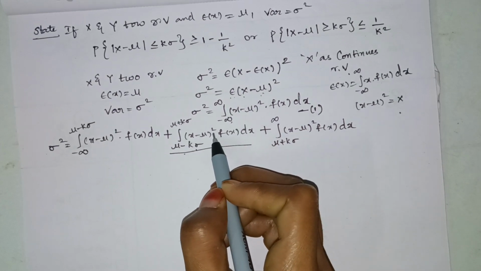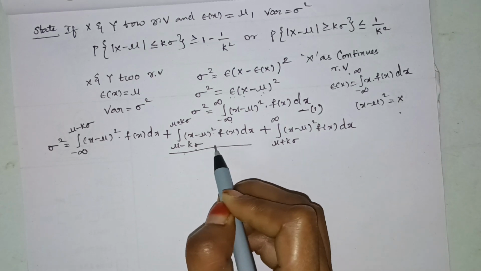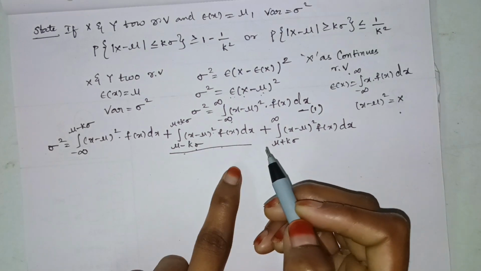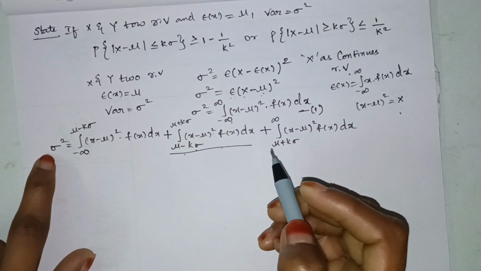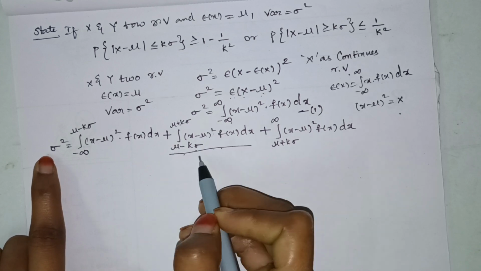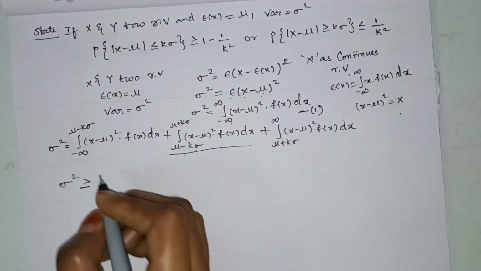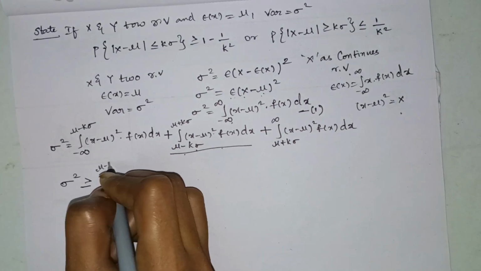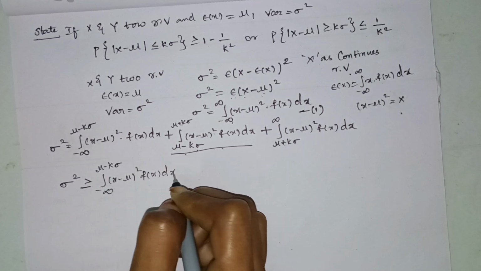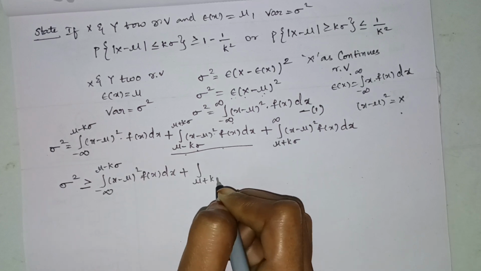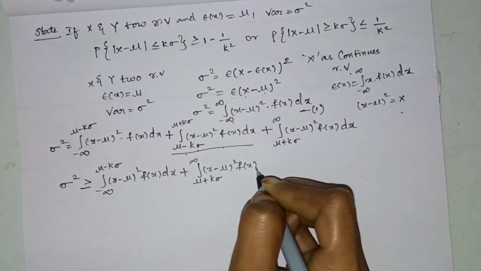And this is the square term, which is nothing but this integral, will be greater than or equal to 0. If this integral is greater than or equal to 0 and this integral is equal to sigma square, so sigma square will also be greater than or equal to 0. So I am leaving this term, so I can write sigma square is greater than or equal to the remaining two integrals: integral from minus infinity to mu minus k sigma of (x minus mu) whole square f of x dx, plus integral from mu plus k sigma to infinity of (x minus mu) whole square f of x dx.